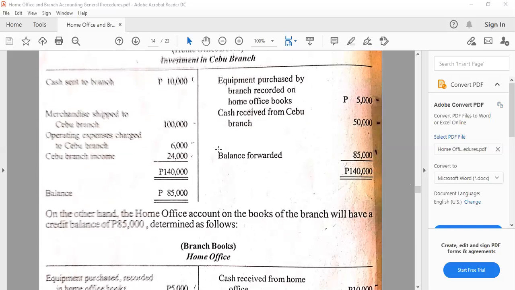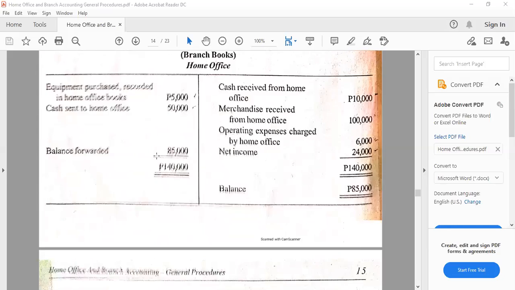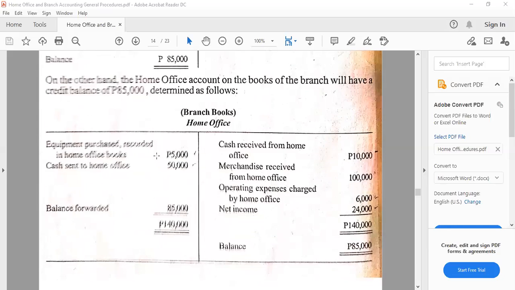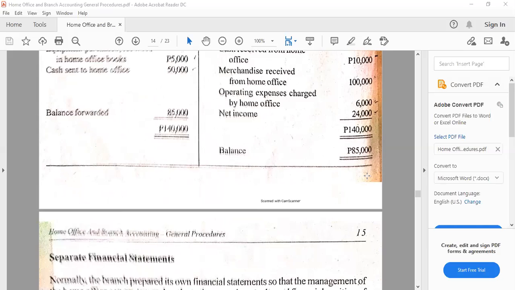So totaling to 140,000 for the respective debit side, while the credit side is lower. And that's why there is a balance of 85,000. And this is debit. While the home office account in the branch books will have a balance of credit of 85,000. They should be equal, of course.